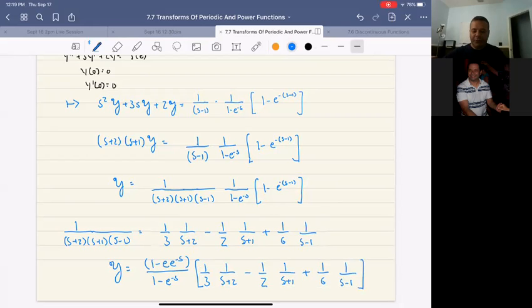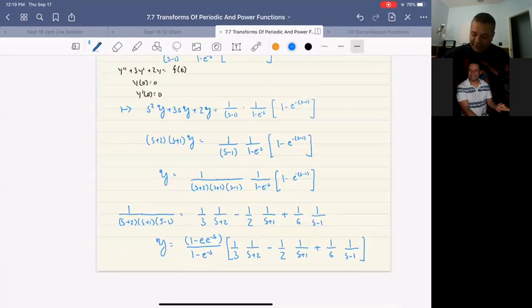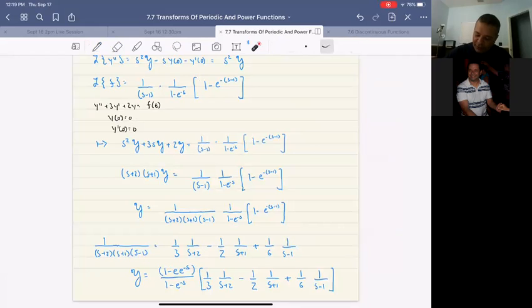Okay, so let's take a look at each of these. This is an e to the negative 2t. This is an e to the negative t. That's an e to the t, right? Or maybe it's the other way around. Let me just check real quick. No, I had it right. This is e to the negative 2t, e to the negative t, e to the t.